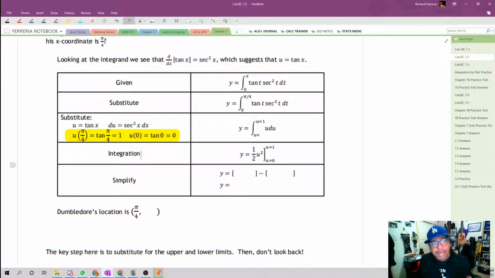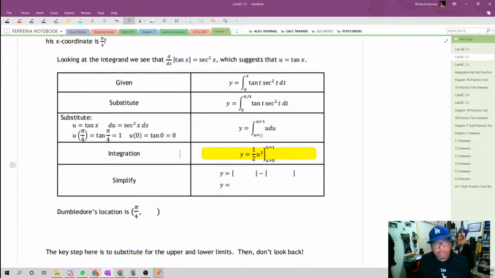And then when x is equal to 0, u is going to be equal to the tangent of 0, which is 0. We're going to substitute those upper and lower limits into the integral. And notice now the integrand and the limits, everything is in terms of u. So we don't ever have to go back to tangent and x and all of that. We'll just do everything in terms of u now because we have completely substituted all traces of x out of the problem. So when I integrate u du, I get 1/2 u squared evaluated from u equals 0 to u equals 1.